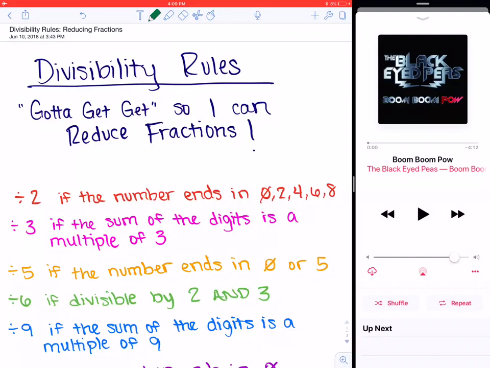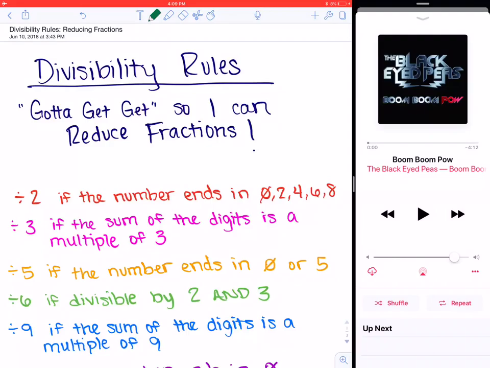Gotta get it. Divisibility rules is the number one thing to know if you want to be successful reducing fractions. So let's look at our rules. If we're going to divide evenly by 2, we have a number we want to divide evenly, and it ends in 0, 2, 4, 6, or 8, we can divide by 2. Dividing by 2 only if it ends in an even number.